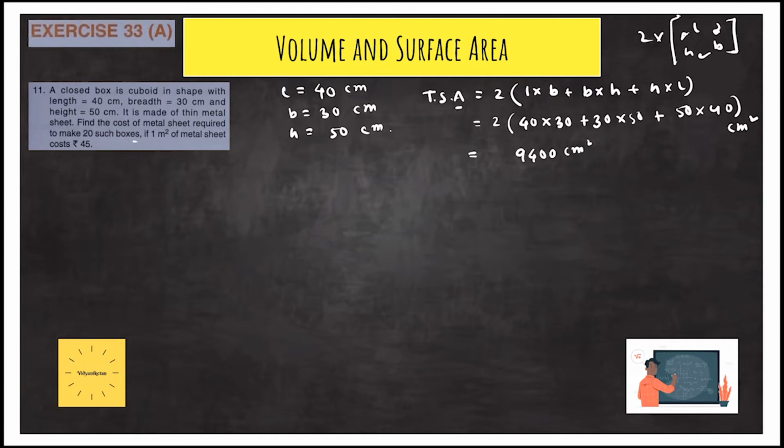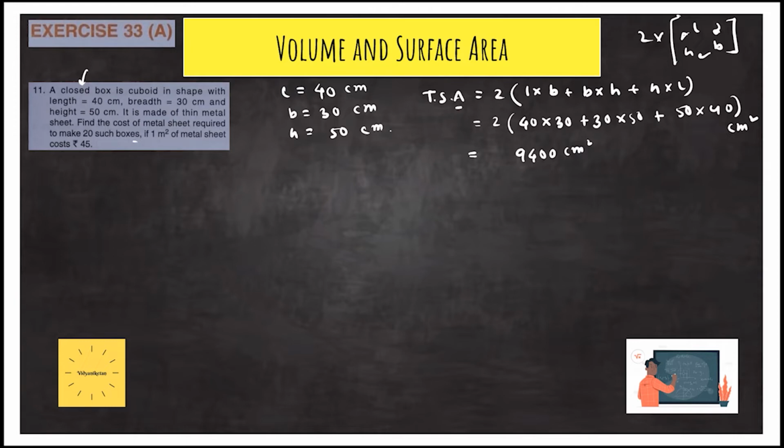9400 centimeter square. So the total surface area of the closed box, closed cuboid box, also the word closed is very important. So if the box is closed, total 6 surfaces we will get, and if it is open from one surface, then the complete thing will be different. So the word closed is also very important. So the total surface area of the closed cuboid box is 9400 centimeter square.